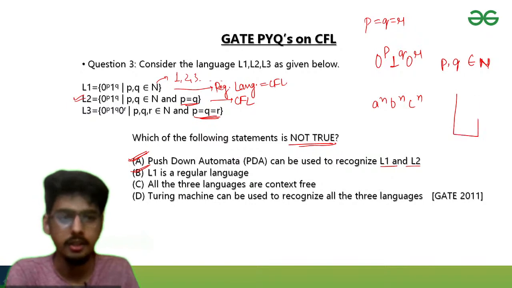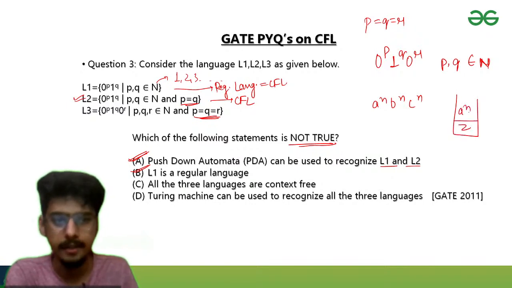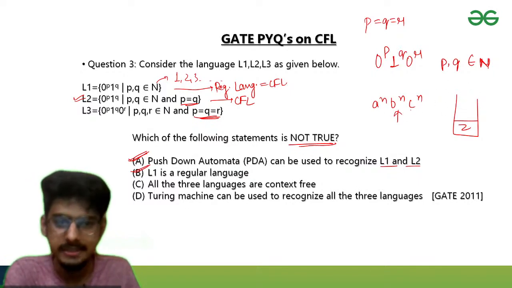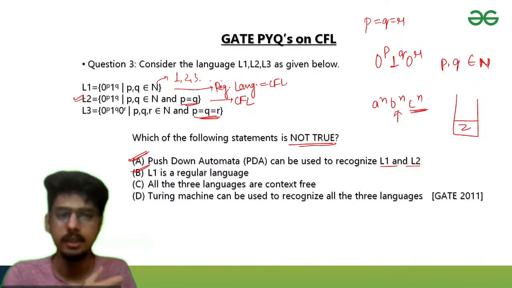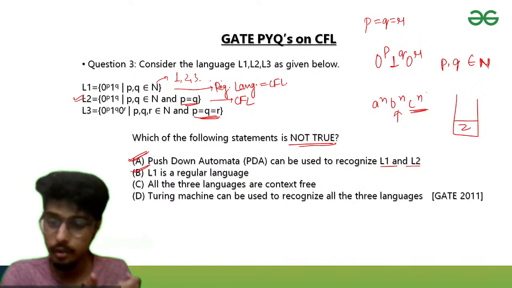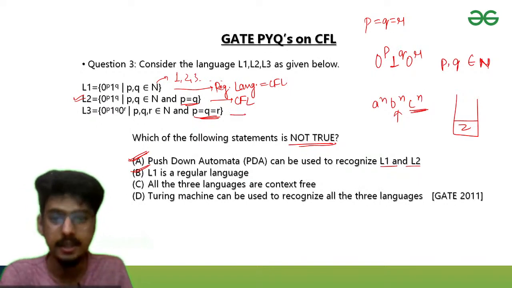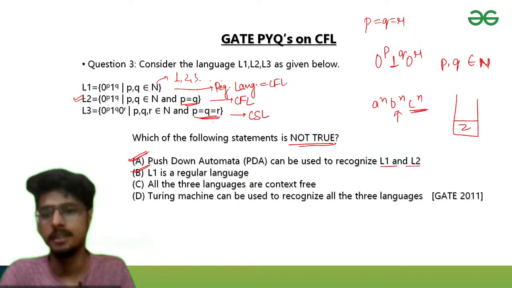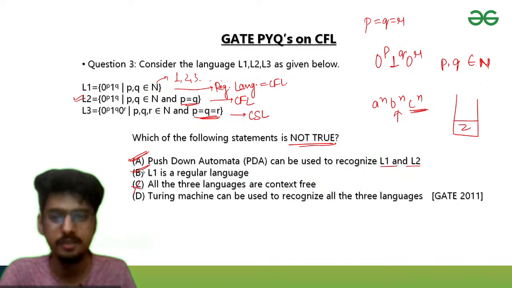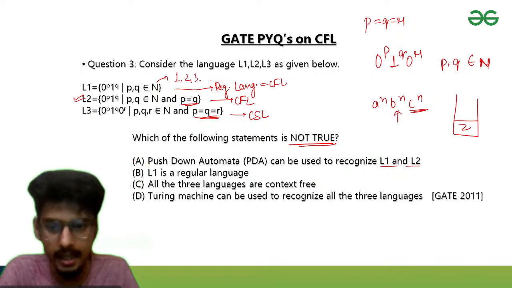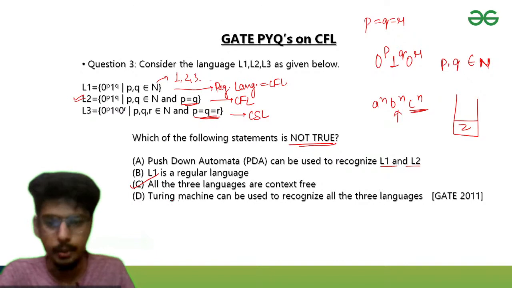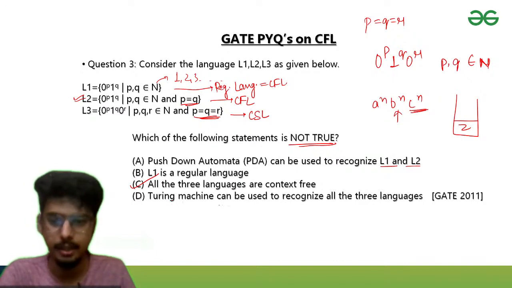Because in the stack, first you will push a^n, then for every b you will start popping out the elements, so a^n will be definitely empty, and when you will see c, you will not have anything in the stack to compare. So therefore this cannot be a context free language. This is indeed a context sensitive language. So all the three languages are not context free, and therefore this option is incorrect, which means that C is actually our correct answer.